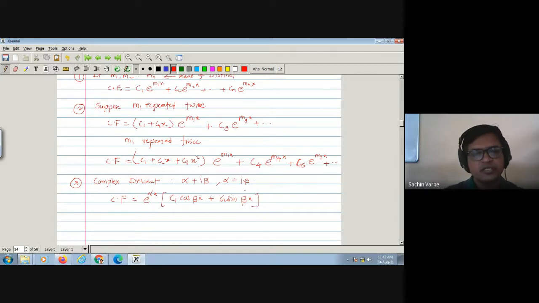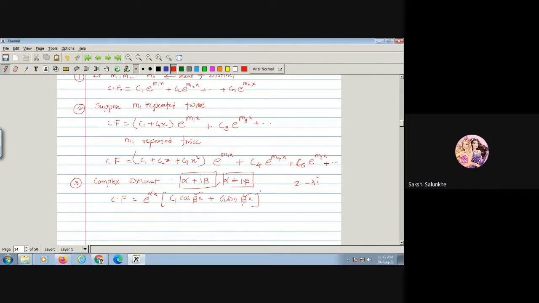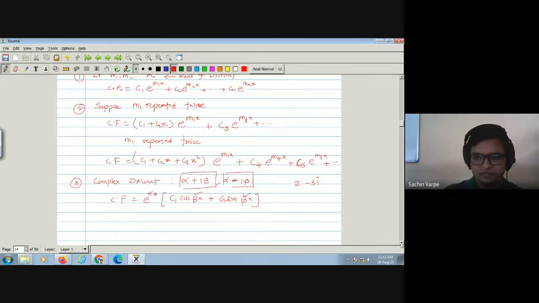Now most of the students are getting confused. If they are getting a minus sign in the root from the calculator, sometimes they get 2 minus 3i as a root, so they substitute beta is equal to minus 3 here. No, that is wrong. Remember, for both of these roots, this will be plus only. Is this point clear to everyone? Yes, sir.